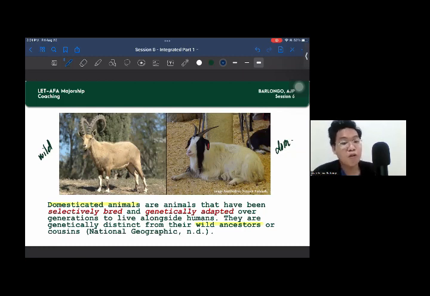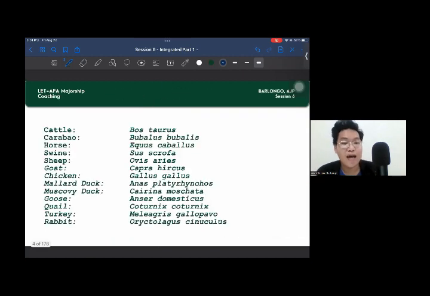So this is an example in goat. Of course, the very first one was our different scientific names. So let's have a 5-minute break first since we have been discussing for almost 25 or 30 minutes already. So let's go.